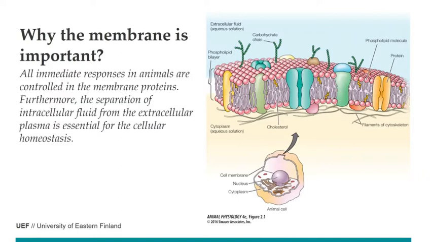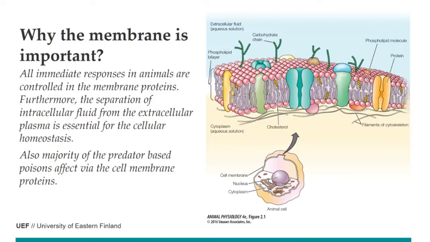So why is the membrane important? Well, everything that we want to have an immediate, fast response is affected by electricity. And if we have electricity on the cells, it's controlled by membrane proteins and the membrane itself. Furthermore, the separation of the intracellular fluid from the extracellular plasma is essential for cellular homeostasis. So if we have a hole in the membrane, we have a dead cell. Also, the majority of our predatory-based poisons are affecting these cell membrane proteins. And that's a very good reason for studying it.